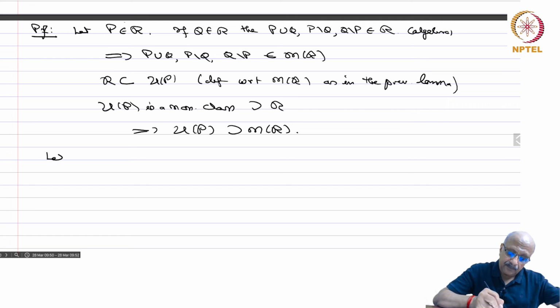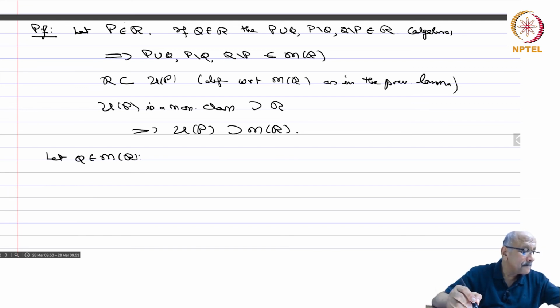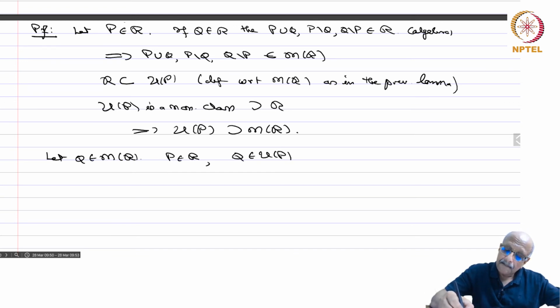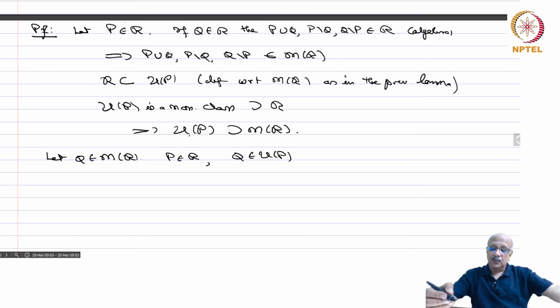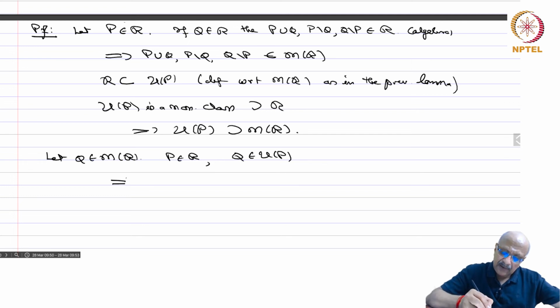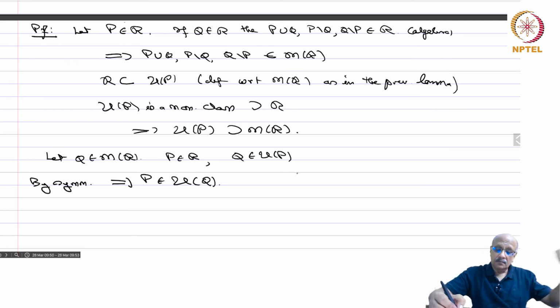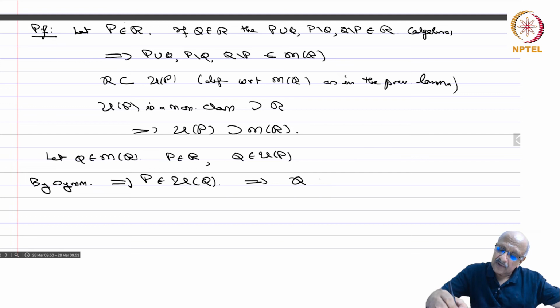So now let Q belong to M of R. Then if P is in R, we just saw Q belongs to U of P, because M of R is contained in U of P. And by symmetry, you have P belongs to U of Q. So this implies that R is contained in U of Q, and this is a monotone class. This implies M of R is contained in U of Q.